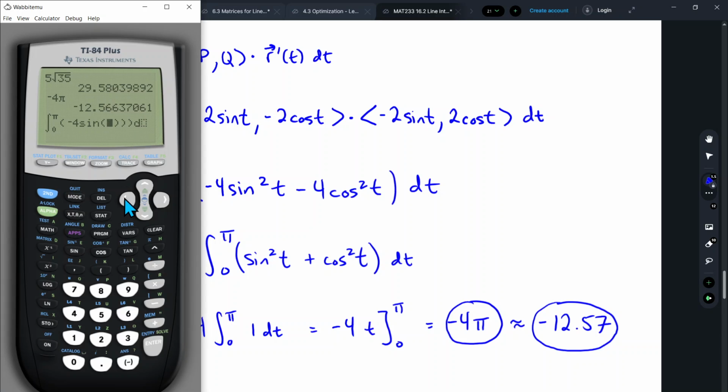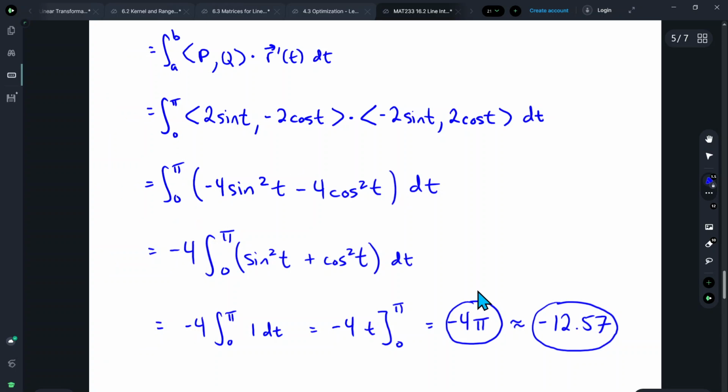I have to be careful here, so it's sine squared minus 4 cosine squared dx. I mean dx dt, it doesn't matter, it's just a variable. And you can see that the value of the integral is exactly as we calculated it. Okay, so that's example 2.